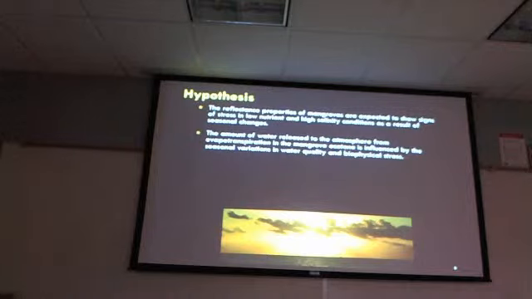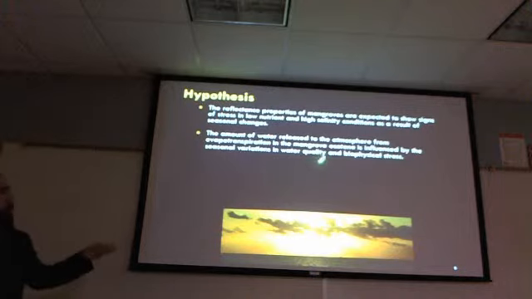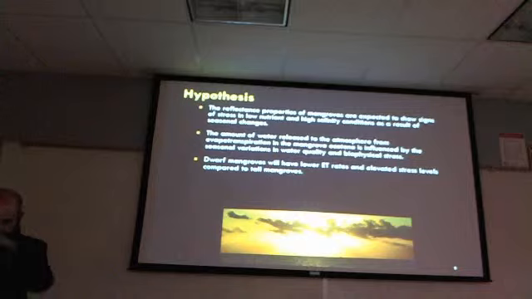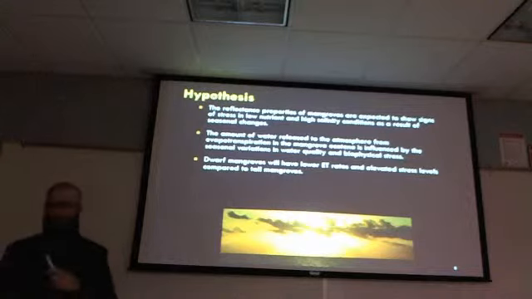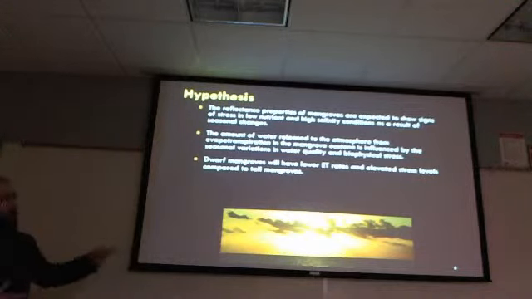The amount of water released to the atmosphere from ET in the mangrove ecotone is going to be influenced by the seasonal water quality, because as they're stressed, they're going to transpire less. The dwarf mangroves will have a lower ET rate than the taller mangroves, and this is hypothesized because they're in more stress conditions. That's why they're smaller.